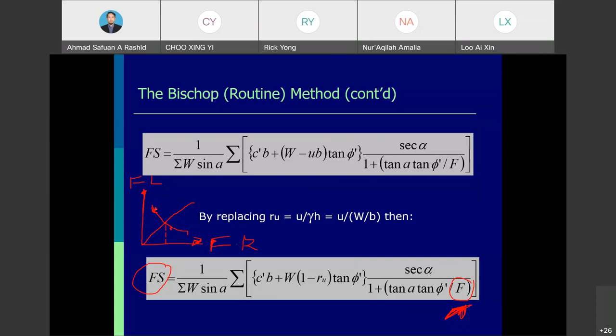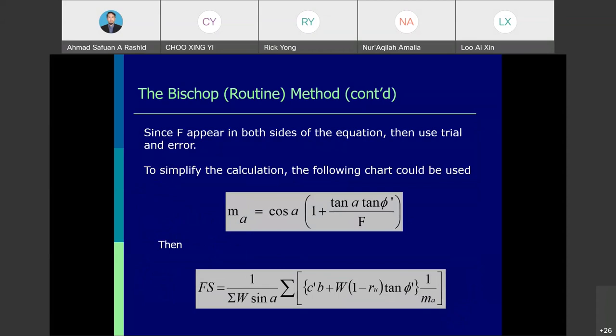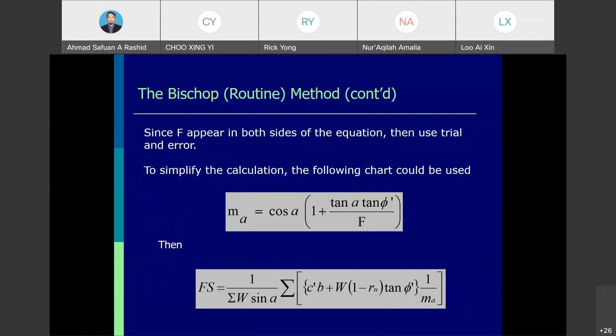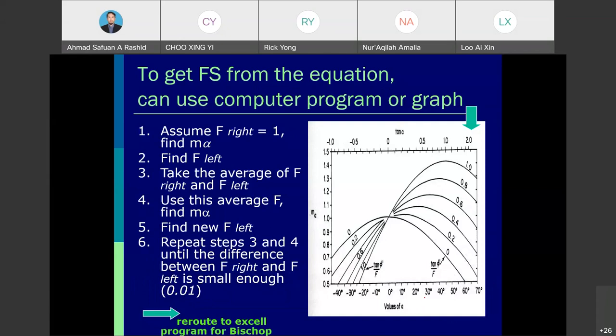Again, we may discuss by referring to Dr. Kamarudin's reference book. Since F appears on both sides of the equation, then use trial and error. To simplify the calculation, the following chart must be used. To simplify this equation by using the M alpha, they propose a chart to be used, to make it easier.